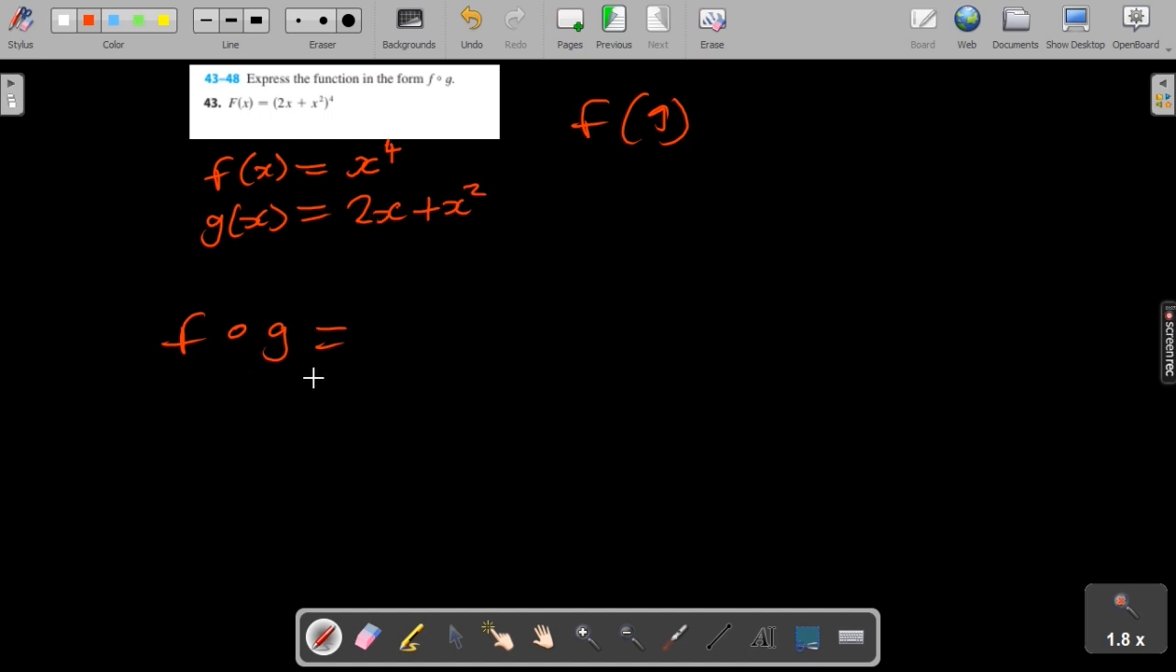You have f of g, and this is f of 2x plus x squared, which is equal to what we have over here. It's x plus this to the power 4. So we're able to identify each of the functions, and we express them in this form. F of g is f of this, which is the function which you're given in the question.